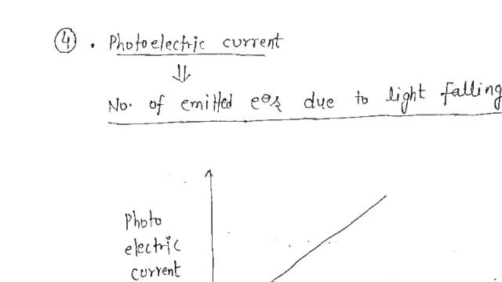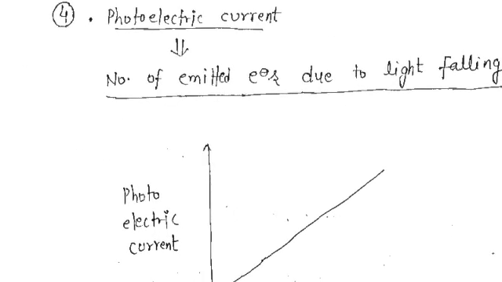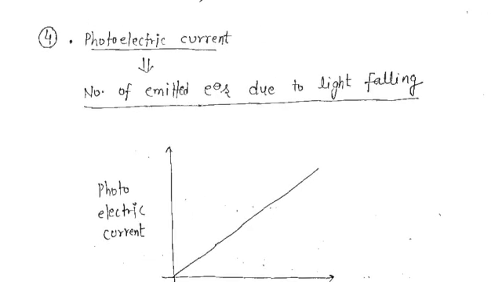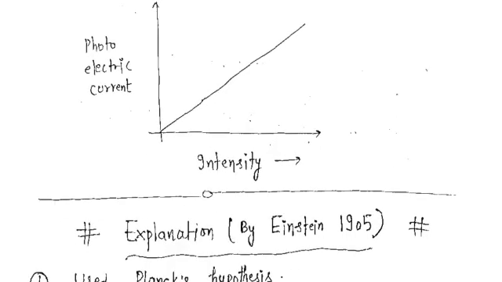Now the photoelectric current is like this: when electrons are emitted because light falls on the surface, these electrons are actually the current, and this current has been developed by the photons, since light is made of photons. That is why we call it photoelectric current.